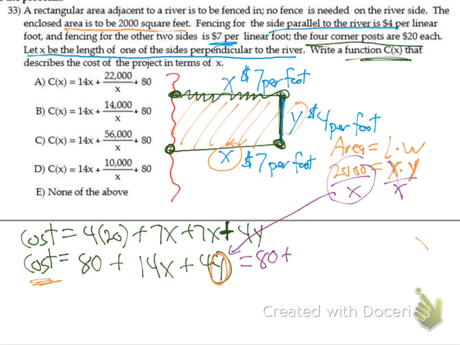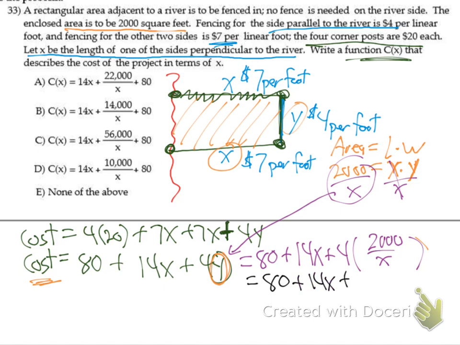Whoops, getting a little sloppy there. 80 plus 14x plus 4 times, and what is y? 2,000 over x. Is that good to there? We can do a little more cleanup. I mean, that's pretty much it. So 80 plus 14x. Where's that 4 go? Yeah, it's 4 over 1. Goes to the top. 8,000 over x.